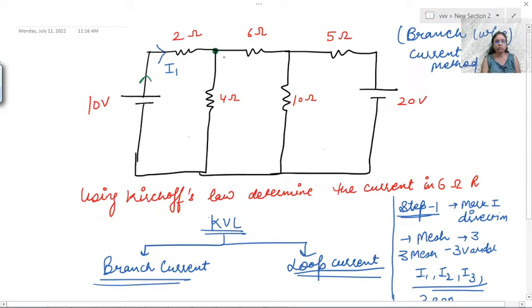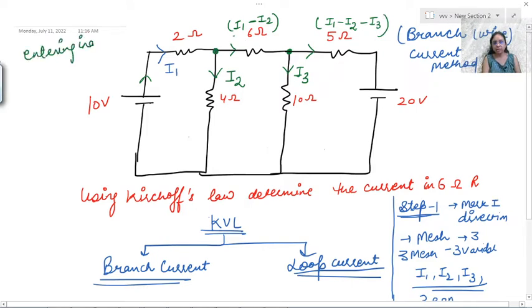Okay, this is the node. As I told you, from the node the current splits, and suppose here I2 current is flowing. Now tell me how much current is flowing in the 6 ohm branch? I1 is the incoming current, so it would be positive, and I2 is leaving the node, so it would be negative: I1 minus I2. Now again there is a node, and we can take up to 3 variables, so the third variable we can take is I3. Now in the 5 ohm branch, how much current can flow? I1 minus I2 is the incoming current, so I consider it positive, and I3 is leaving the node, so leaving the node means negative. If current is entering a node, it is marked as positive, and if it is leaving the node, it is marked as negative. Clear? So our first step is complete, that is, mark current direction.